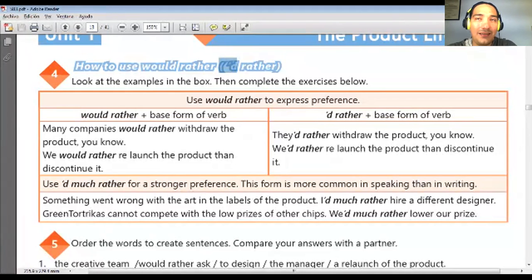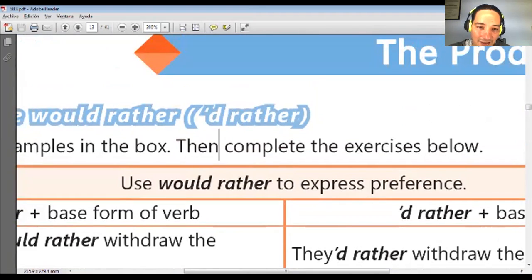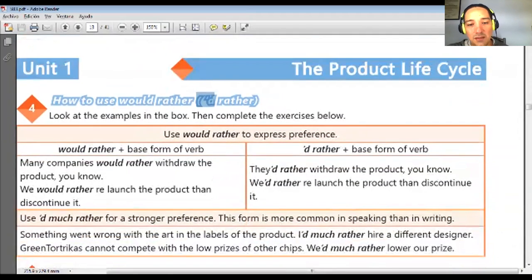it'd, we'd, they'd. So yes, you can use all of the subjects and contract them using the apostrophe. It's not a comma, it's an apostrophe. Okay, so look at the examples in the box and complete the exercise below.